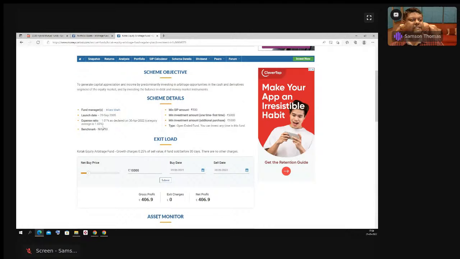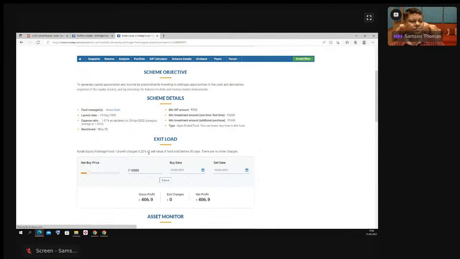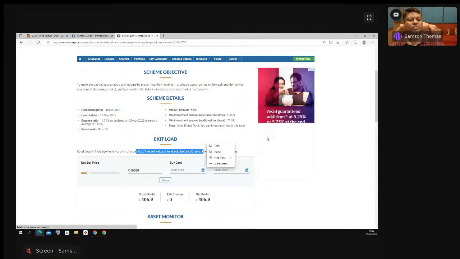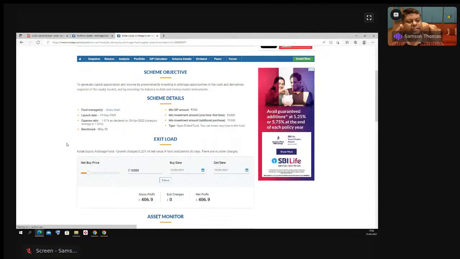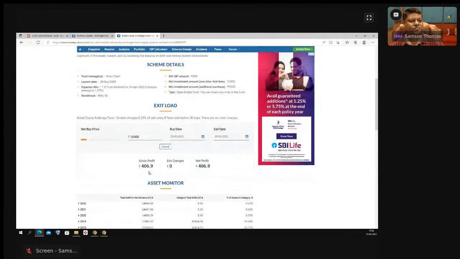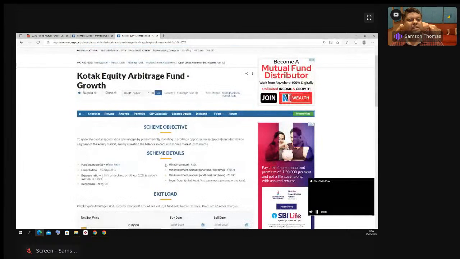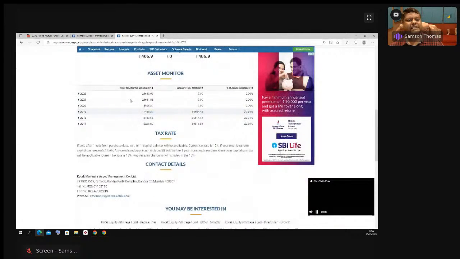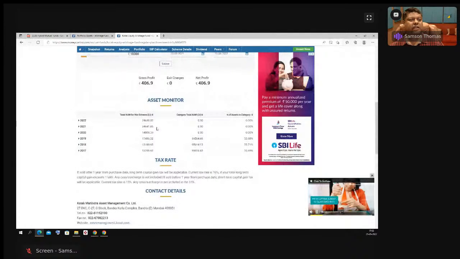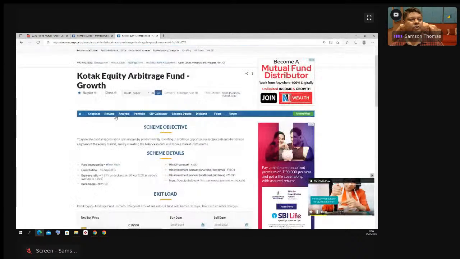And then you have exit load. In this case, it is 0.25% if the fund is sold before 30 days. So after 30 days, no exit load, right? So you look at this. And the AUM, assets under management, is how much money the fund is managing in this particular scheme. So those are some of the things that you can look at.